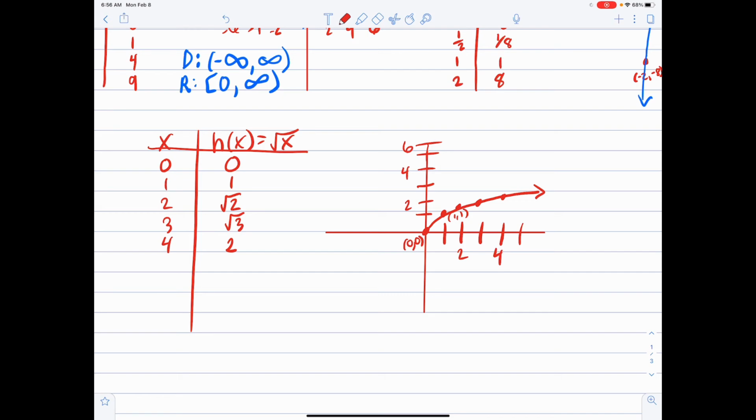Okay. So the domain for this, we know, is only positive values including 0, because negatives will give us an imaginary number, and the range is the same, from 0 up to infinity.